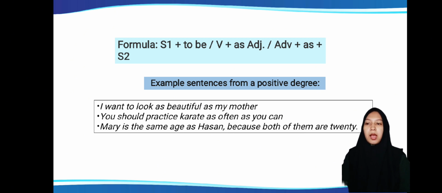Example: I want to look as beautiful as my mother. You should practice karate as often as you can. Mary is the same age as Hassan because both of them are 20.